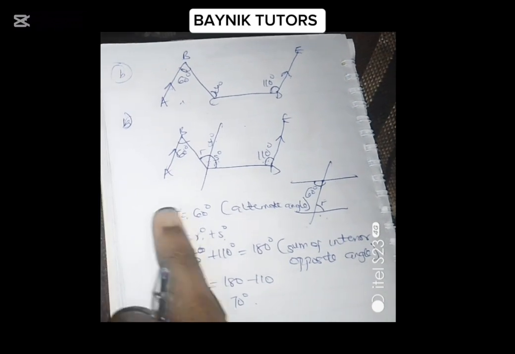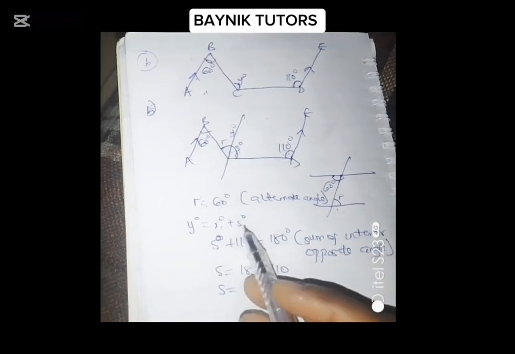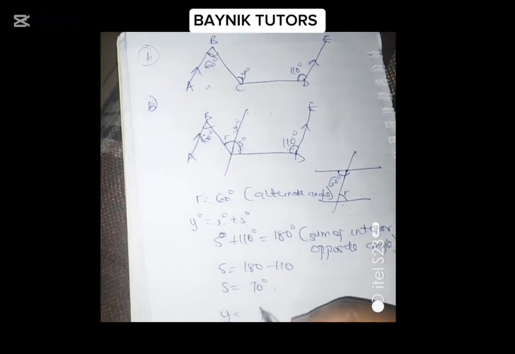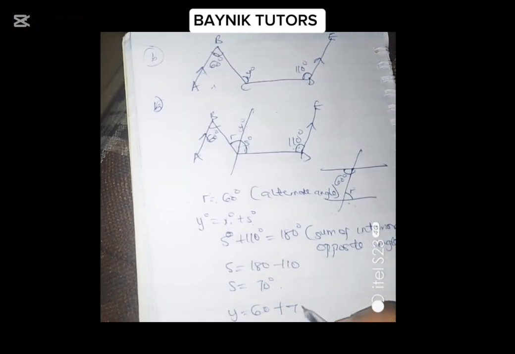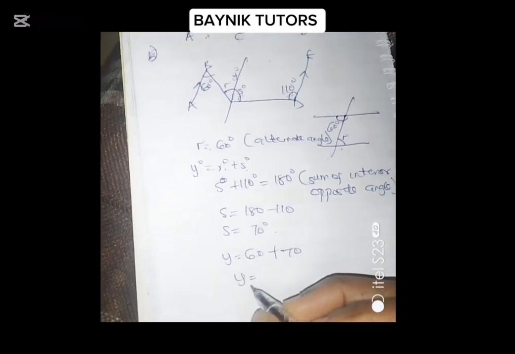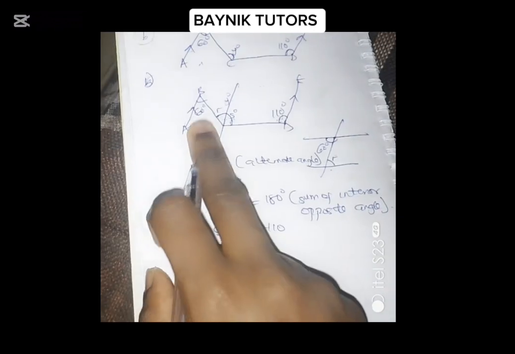So it is easy for you to get your Y now. We already know what R is. We already know what S is. So Y equals, what is our R? 60, plus what is our S? 70. So it is as simple as that. So our Y is what? Our Y is 130 degrees.